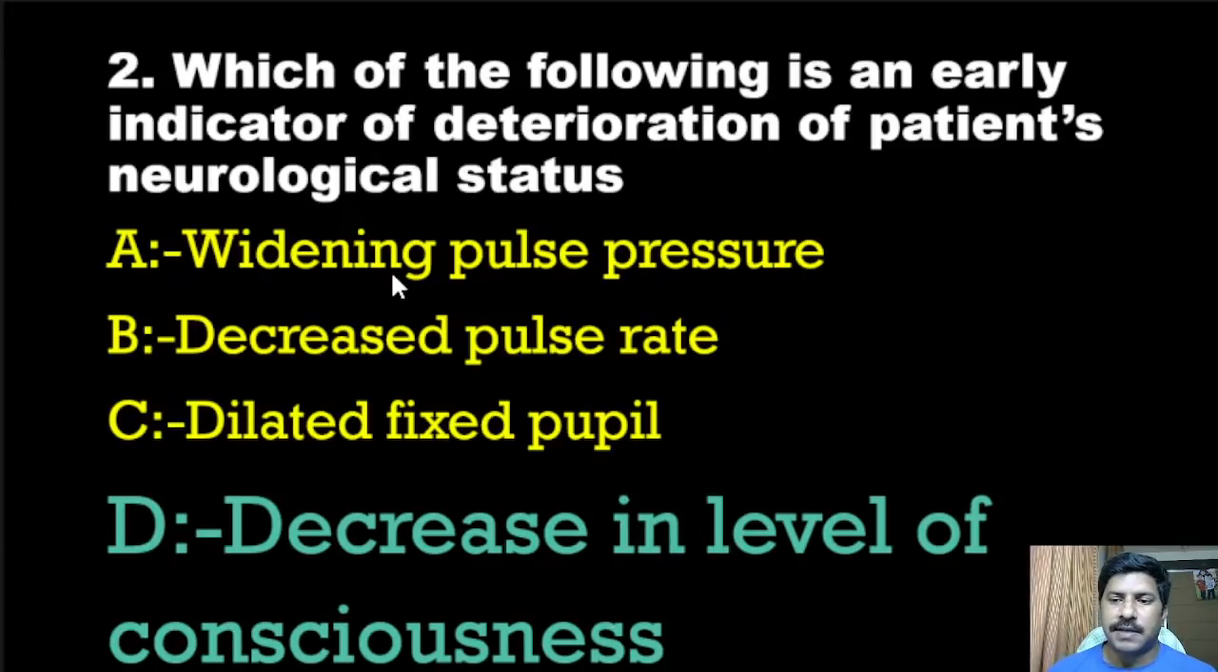So I think it is clear. We discussed the Cushing triad here. In the Cushing triad, that is increased ICP, there are three main symptoms: widened pulse pressure, bradycardia, and irregular respirations. Dilated fixed pupil develops because increased ICP compresses the motor cranial nerves that help to move the pupils. So here the early indicator is decreased level of consciousness.